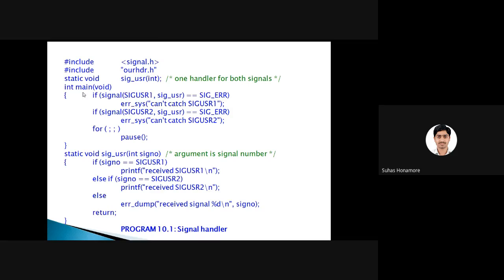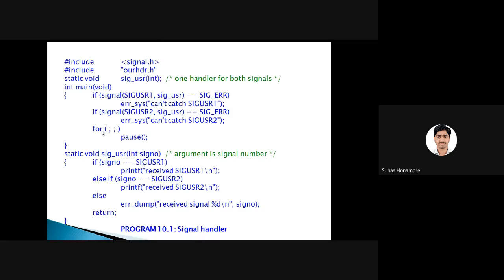So in main, we call signal with SIGUSR1 and the user handler. We are defining that whenever we get SIGUSR1, this common handler has to perform some action. Whatever action we write in this function has to be performed whenever we receive the SIGUSR1 signal. Same thing we register for SIGUSR2. Whenever the SIGUSR2 signal comes, this common handler will be executed.